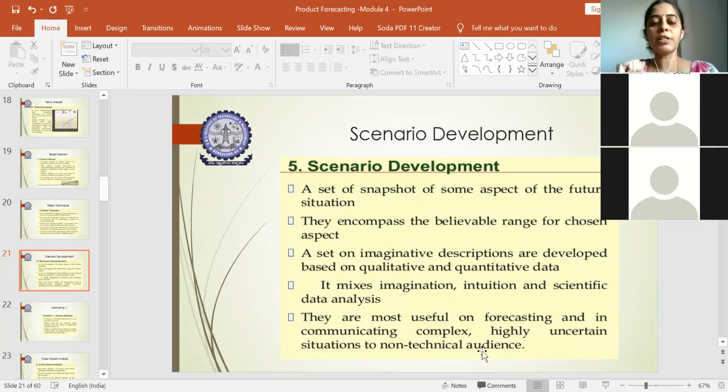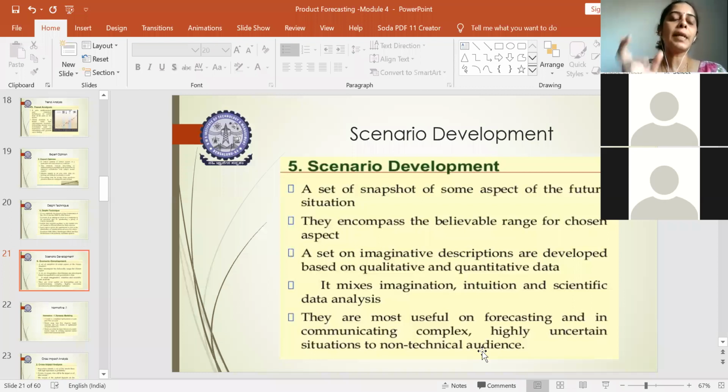Basically, the agenda here is to focus on the non-technical audience understanding what the problem is, how it is processed, and how the forecasted product is taken out as an output. So in order to help the non-technical audience, scenario development is utilized so that it uses the qualitative and the quantitative data. Okay, so this is about scenario development. These were all the techniques used under exploratory techniques.